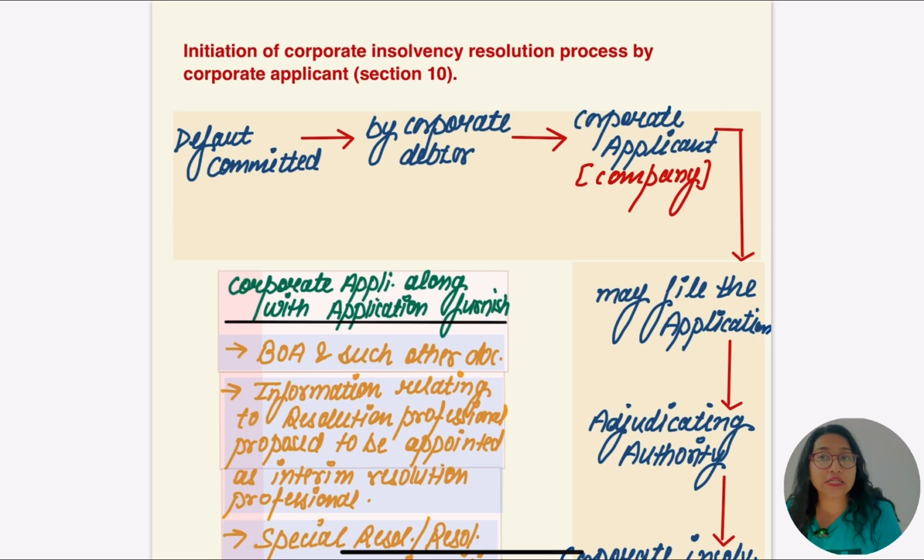So we have already completed section 7, section 8, section 9. Okay, so let's go for section 10. So what is about section 10? Do you remember there were 3 people who can apply to file for the Corporate Insolvency Resolution Process with the adjudicating authority? First was the financial creditor, second the operational creditor, and third the corporate debtor itself, which means the corporate applicant. So section 10 is about the corporate applicant.